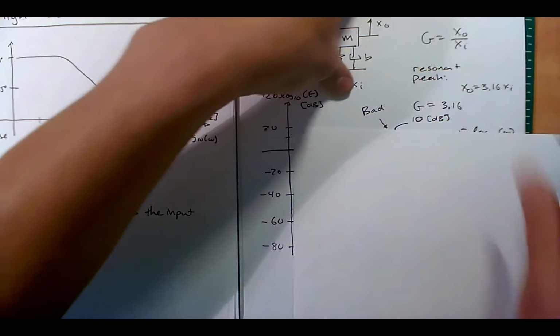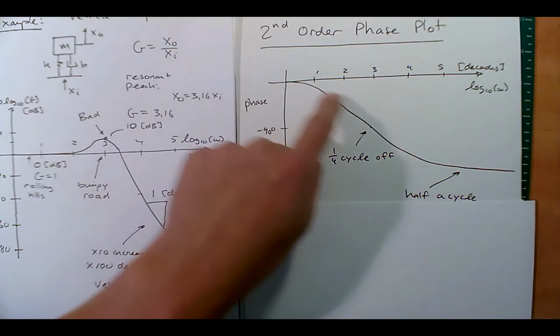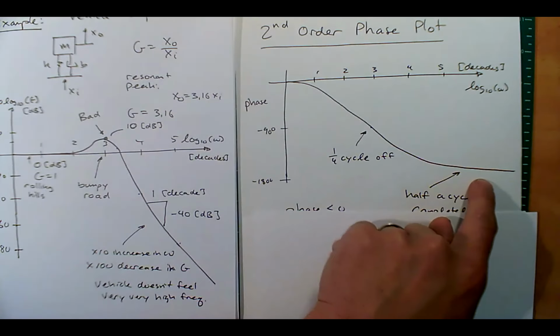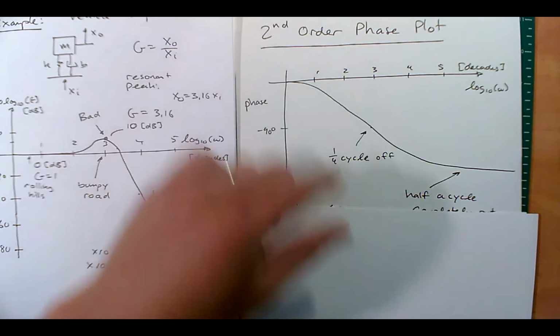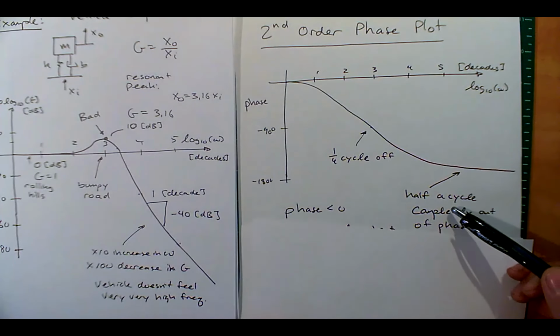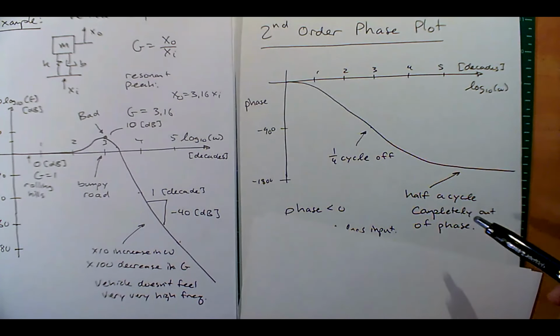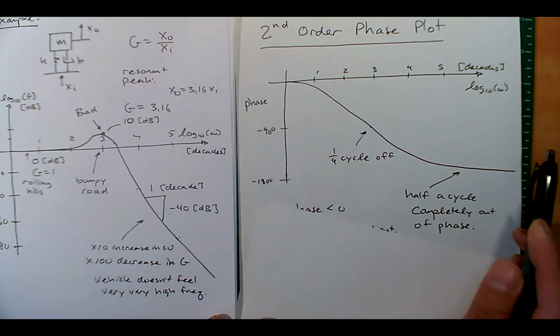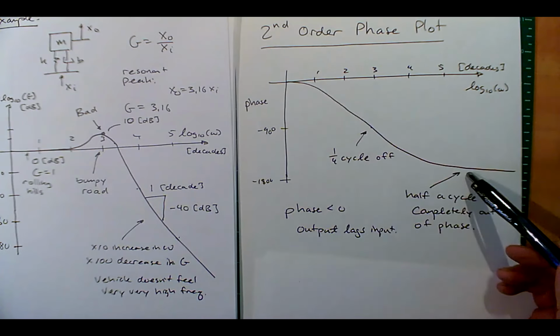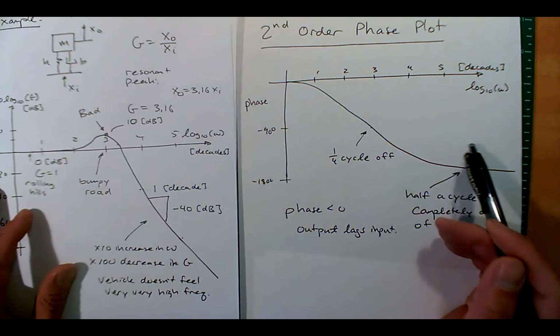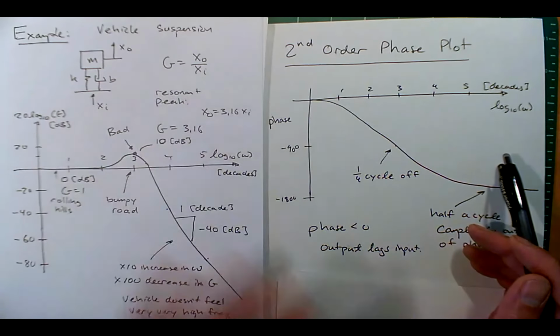What does the phase plot look like? Well, the phase plot looks like this. So instead of going from 0 to -90, it goes 0 to -180. Every time you go up another order, you go another quarter cycle, right? So here's a quarter cycle off, here's a half cycle off. That's completely out of phase. When one's going positive, the other is going negative, right? And negative, again, means the output lags the input in this second order low pass filter.